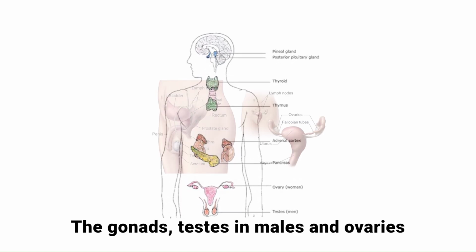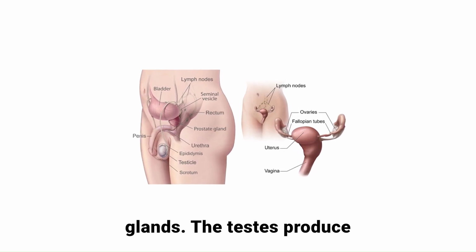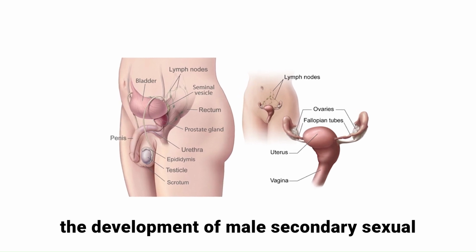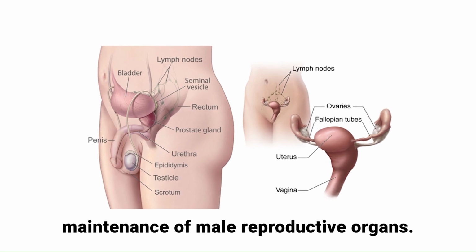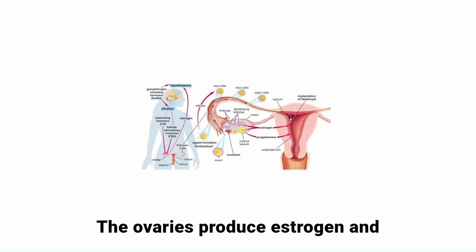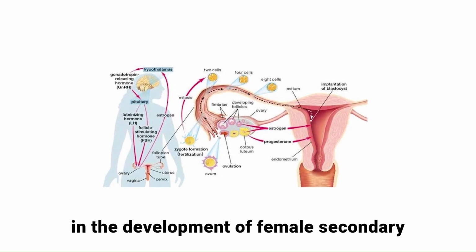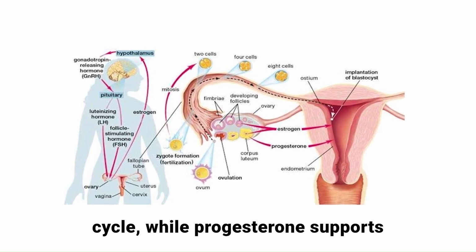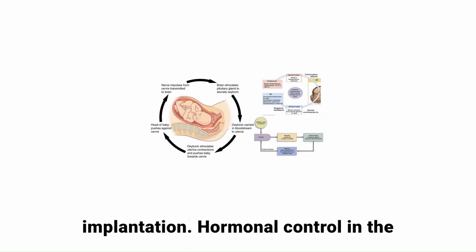The gonads, testes in males and ovaries in females, are also endocrine glands. The testes produce testosterone, which is responsible for the development of male secondary sexual characters, sperm production, and maintenance of male reproductive organs. The ovaries produce estrogen and progesterone. Estrogen is involved in the development of female secondary sexual characters and the menstrual cycle, while progesterone supports pregnancy and prepares the uterus for implantation.